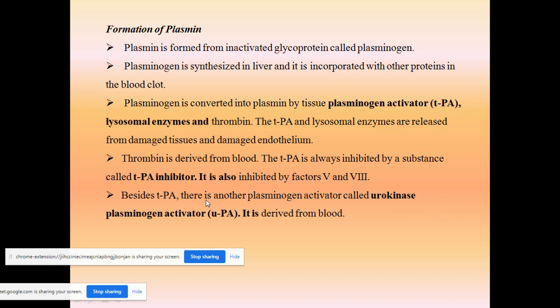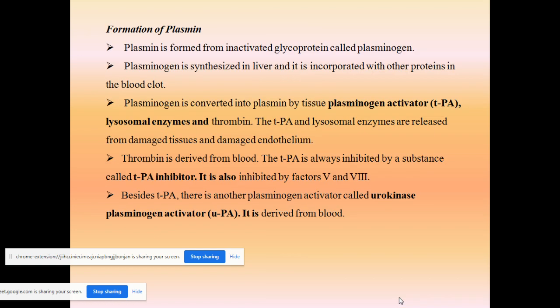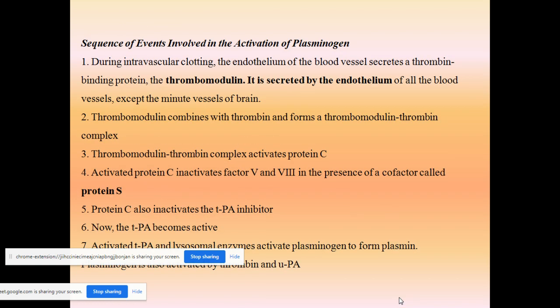Okay, besides TPA, there is another plasminogen activator, the UPA we saw, called urokinase plasminogen activator, which is derived from the blood. All these are involved in the conversion of plasminogen to plasmin. What is the other name for plasmin? It is called fibrinolysin. Its job is to disintegrate the fibrin. Where is the fibrin? In the clot. It disintegrates the fibrin in the clot into small pieces and sends them into the blood vessel. So the clot will not remain in the circulation.